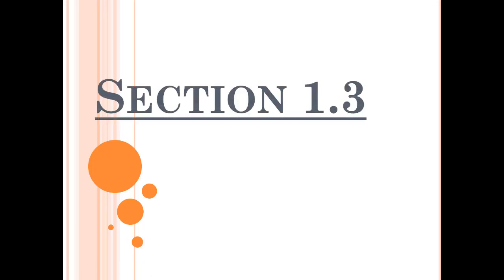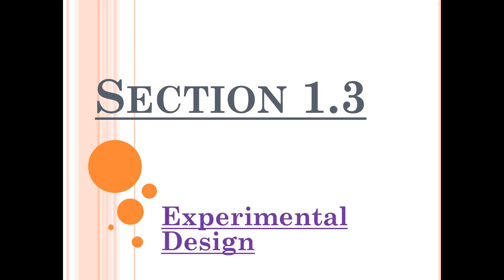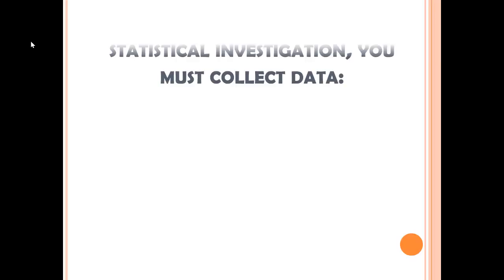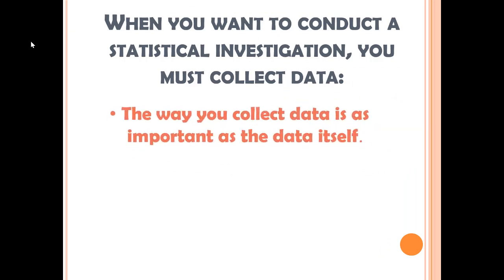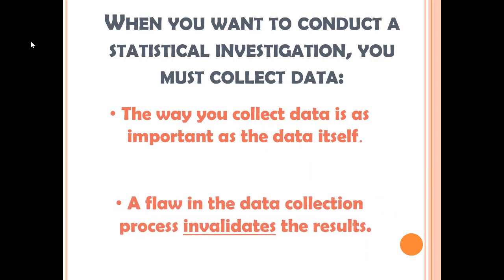Today, we're looking at section 1.3, and section 1.3 is about experimental design. When you want to conduct a statistical investigation, you must collect data. The way you collect the data is as important as the data itself. And if you have any flaw in the data collection process, then that invalidates the results.